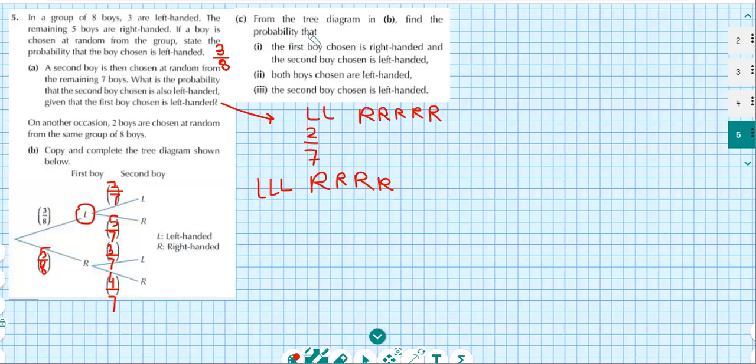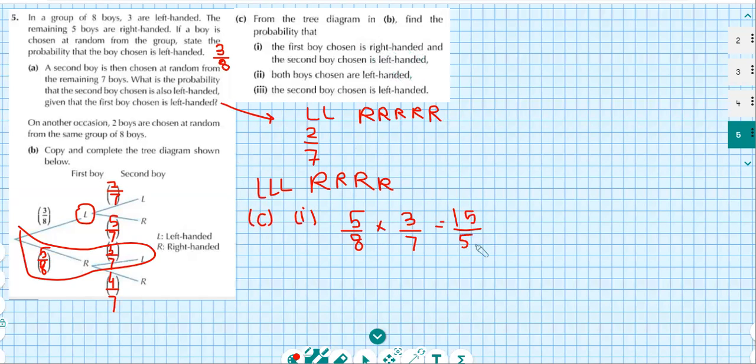Part C: from the tree diagram in part B, find the probability that the first boy chosen is right-handed and the second boy is left-handed. So right, left, this branch. It will be 5 over 8 multiplied by 3 over 7. So it will give you 15 over 56.